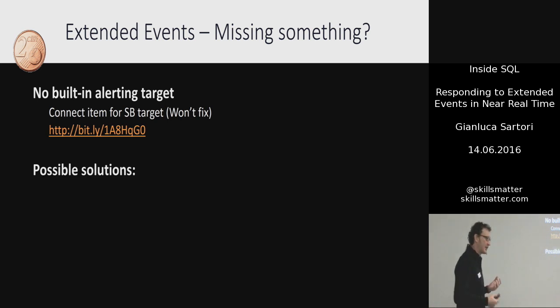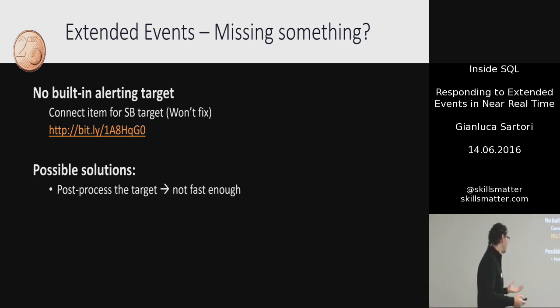So what can we do since it was closed as won't fix? Possible solutions. We can post-process the target. So we can save to a file and later go to the file, see if the event we're looking for is there, and then do some action in response to that. But it's not fast enough. The file will be available after some time, so it's not good enough for alerting. We could poll the target for changes, but that's really ugly, so I don't like that solution.